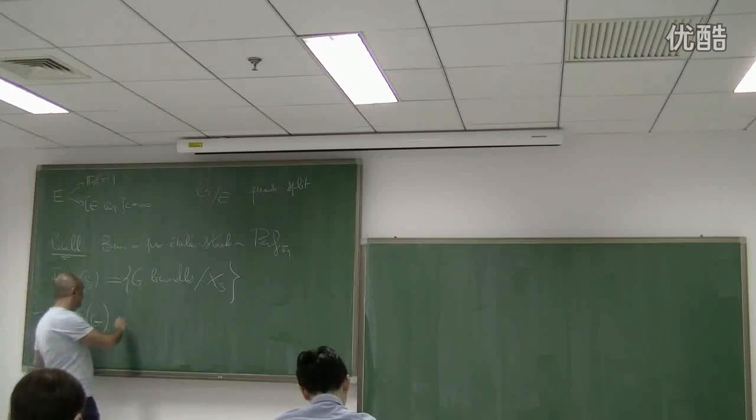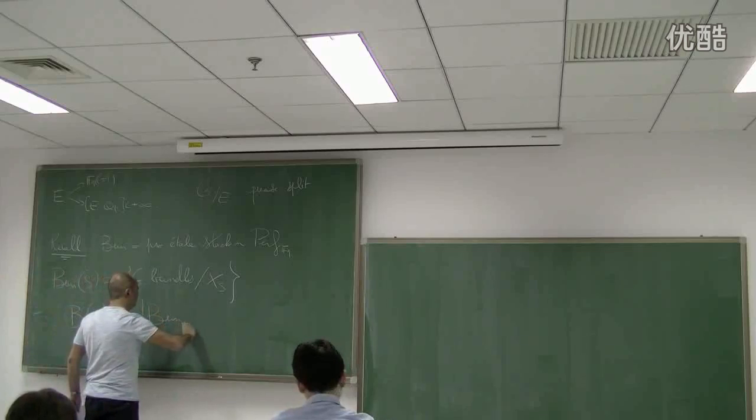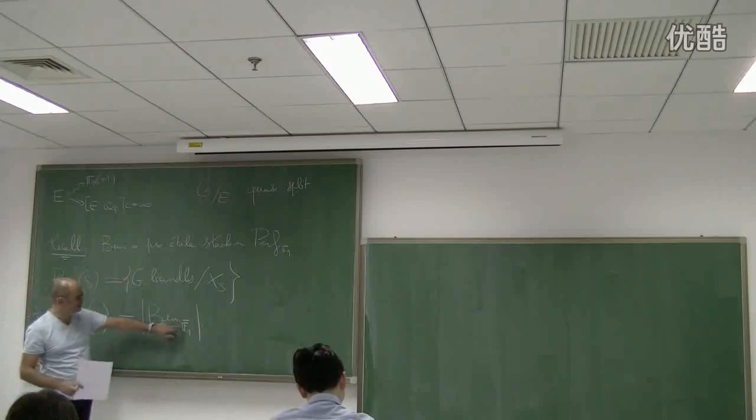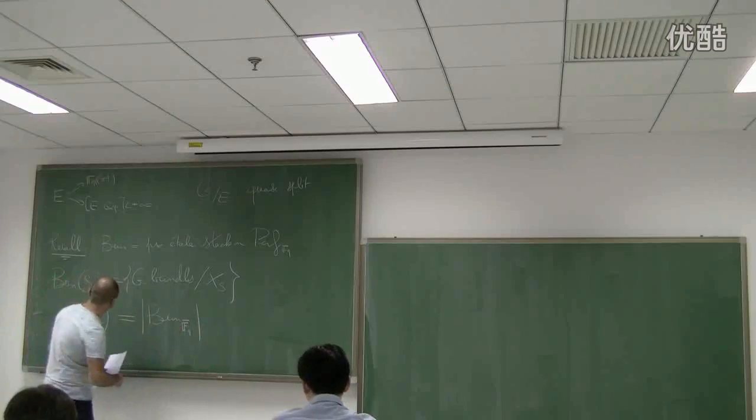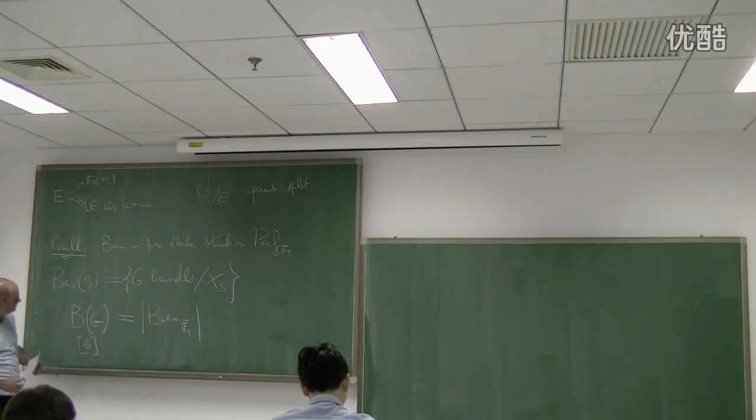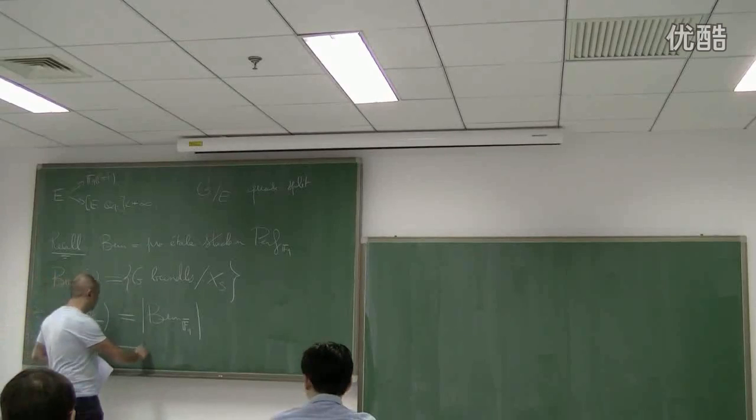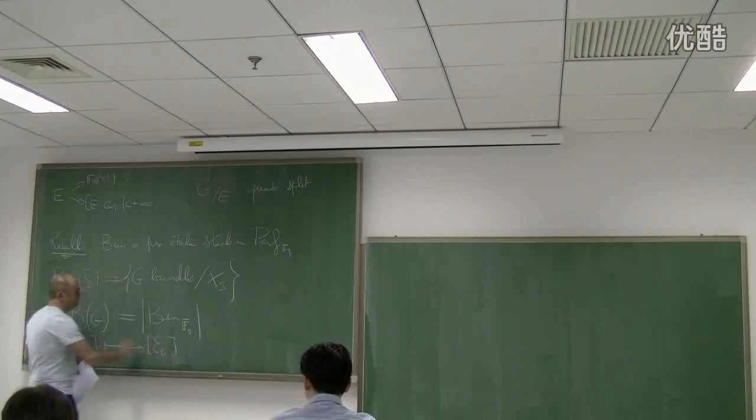In the sense that the points of this stack, when you extend the scalars from F_q to F_q bar, are identified with this complete set. And this identification is given by sending the sigma conjugate scalars of small b to some G bundle, which I denoted E sub B.